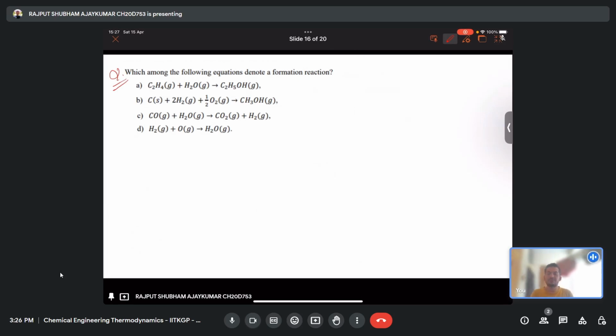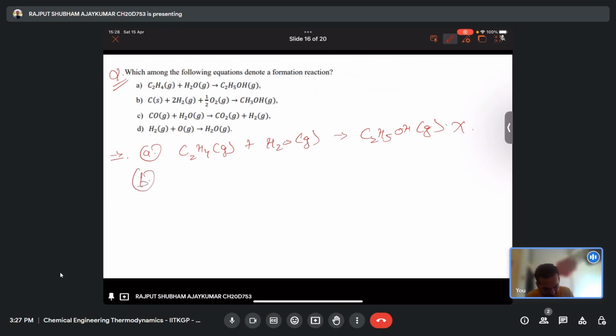Now this one is an interesting question. We will try to solve it. Which among the following equations denote a formation reaction? In order to infer whether the reaction is a formation reaction, we will go step by step. The first one is C2H4 in gas phase plus H2O in gas phase giving ethanol C2H5OH in gas. This is not a formation reaction because here ethanol is formed from compounds, not from the elements. A formation reaction should form from elements, not from compounds. So this is not a formation reaction.